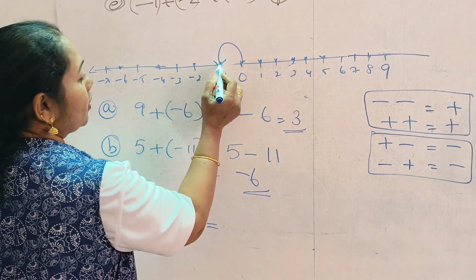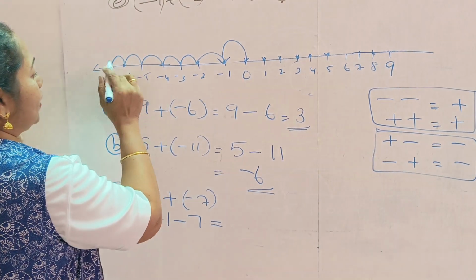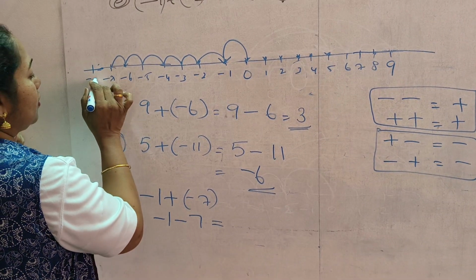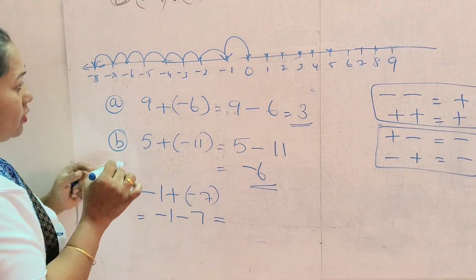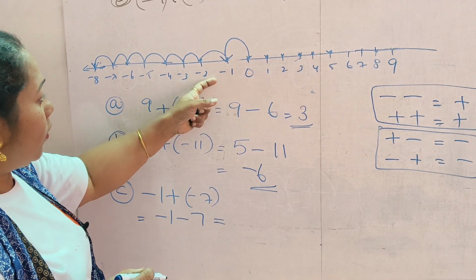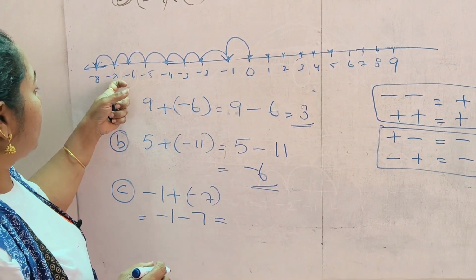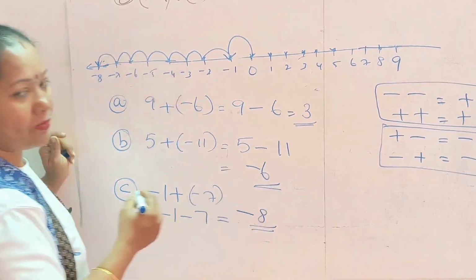So minus 1, 1, 2, 3, 4, 5, 6, 7. Yes, 7. So from here onward, 0 to minus 1. Then from there 1, 2, 3, 4, 5, 6, 7. So answer is minus 8.